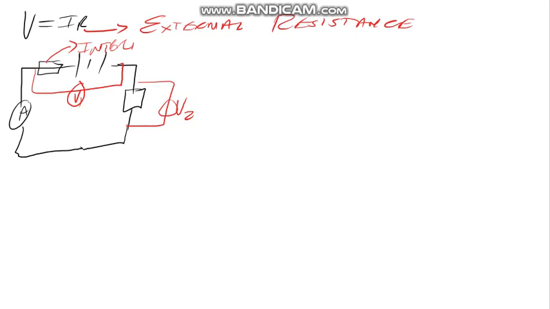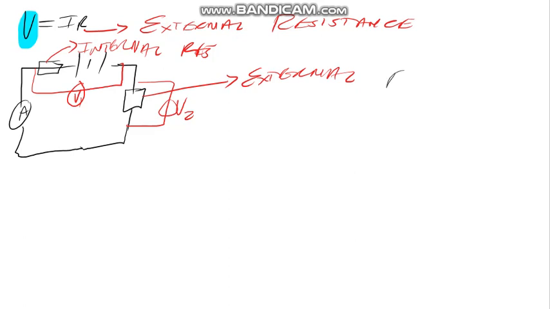Internal resistance. And then this one right here is your external. So we'll get to that. Any change in the external resistance will affect your external potential difference. When they say external potential difference, it is the voltage across this one.